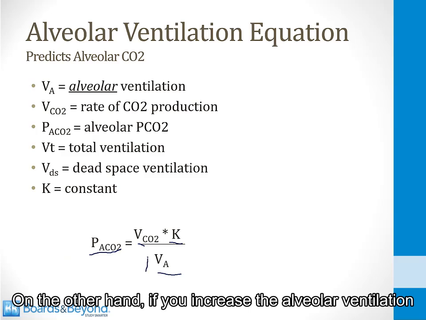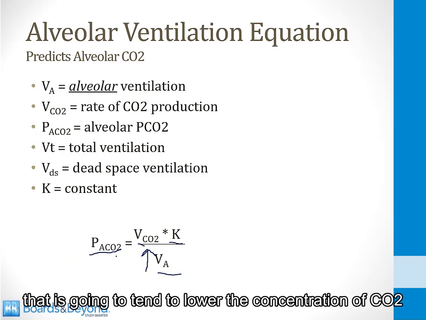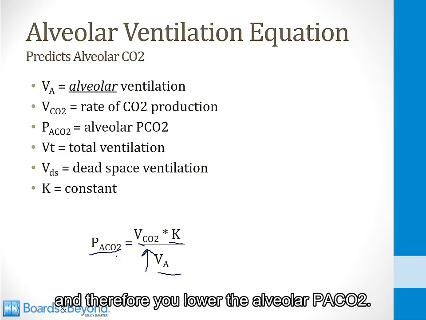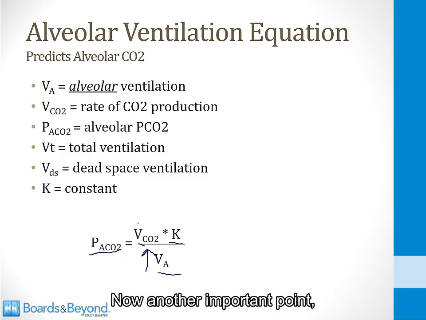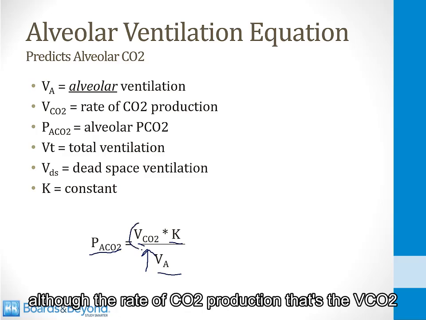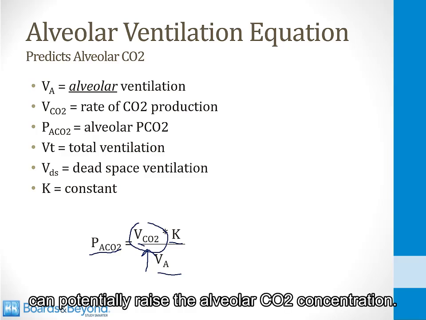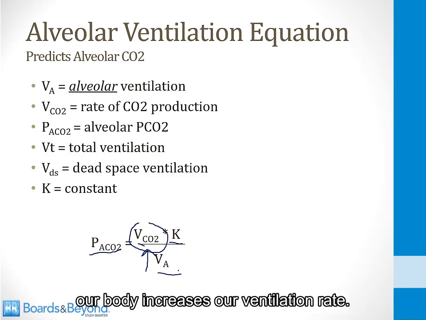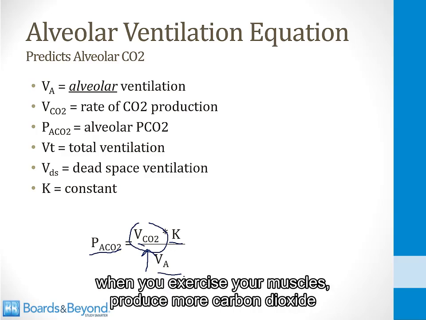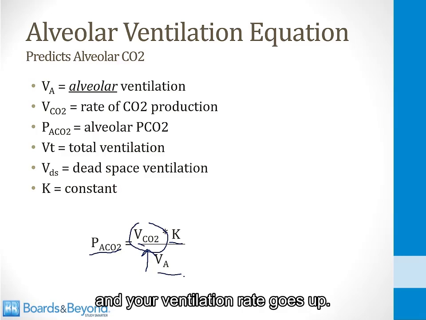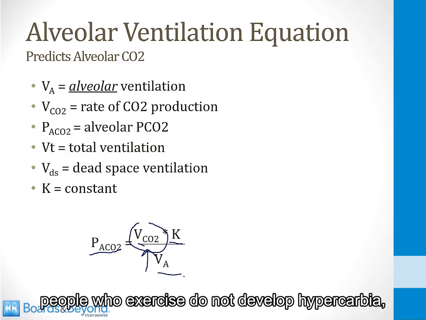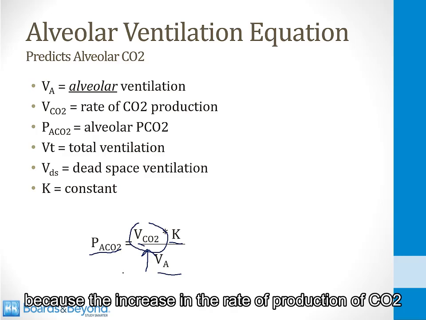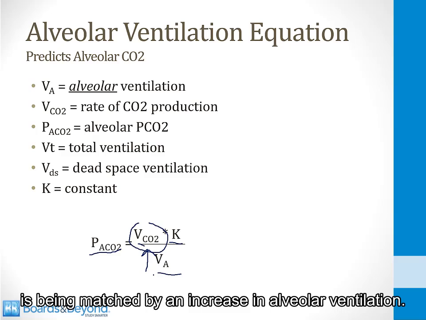On the other hand, if you increase the alveolar ventilation, that is going to tend to lower the concentration of CO2 in the alveoli. And this should make sense to you. As you ventilate the lungs more, you blow off more CO2, and therefore you lower the alveolar PaCO2. Now, another important point, although the rate of CO2 production, that's the VCO2, can potentially raise the alveolar CO2 concentration, it usually does not. And that's because anytime we begin producing more CO2, our body increases our ventilation rate. And you know this from exercise. When you exercise, your muscles produce more carbon dioxide and your ventilation rate goes up. And for that reason, people who exercise do not develop hypercarbia. They do not develop an elevated CO2 level because the increase in the rate of production of CO2 is being matched by an increase in alveolar ventilation.